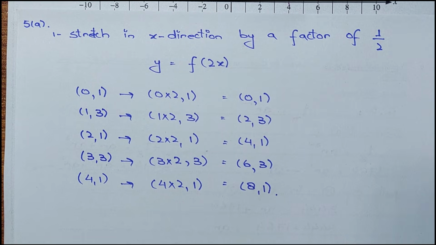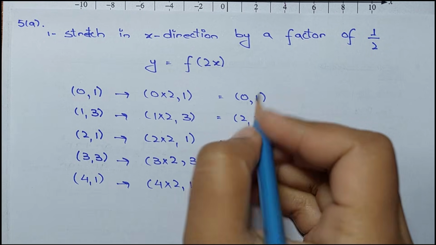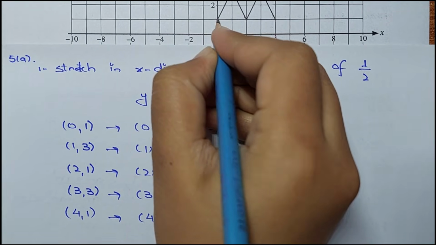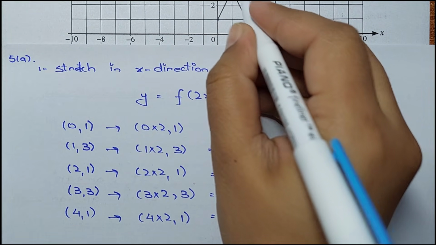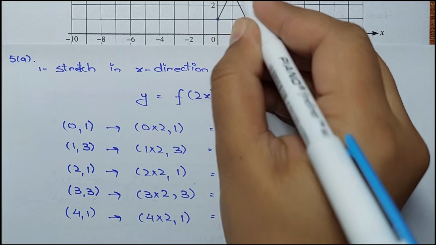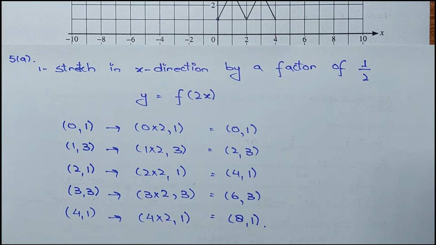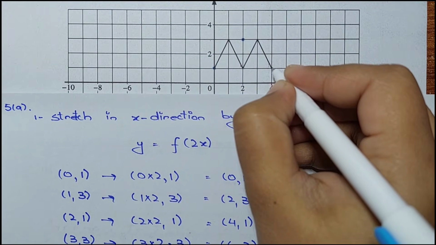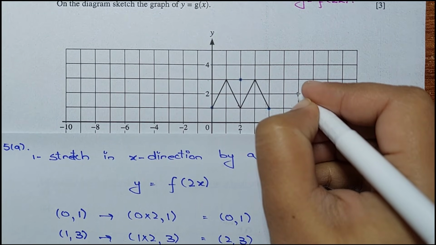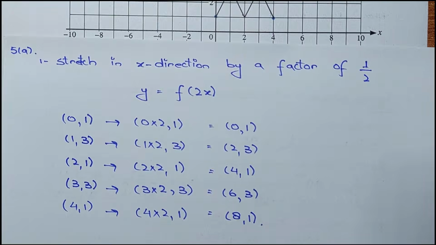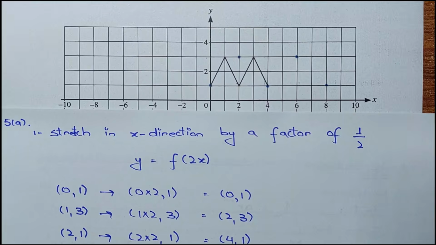So let me sketch the graph by the first transformation f of 2x, which is 0, 1. X is 0, the y value is 1, that stays the same. 2, 3. When x is 2, the y is 3. This point, then this point. All right. And then we have 4, 1. So x is 4 and the y is 1 over here. Then 6, 3. When x is 6, y value is 3. Okay. The last is 8 and 1. When x is 8, the y value is 1 over here. Let me sketch this.